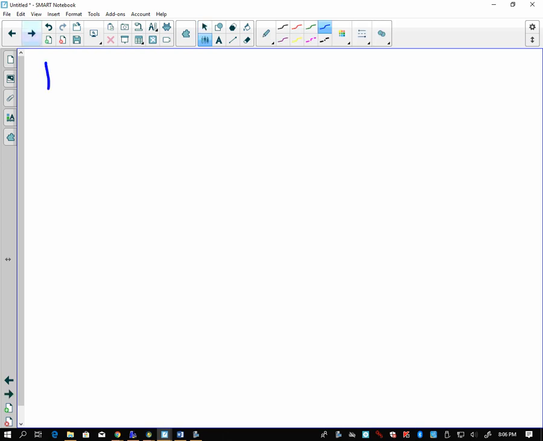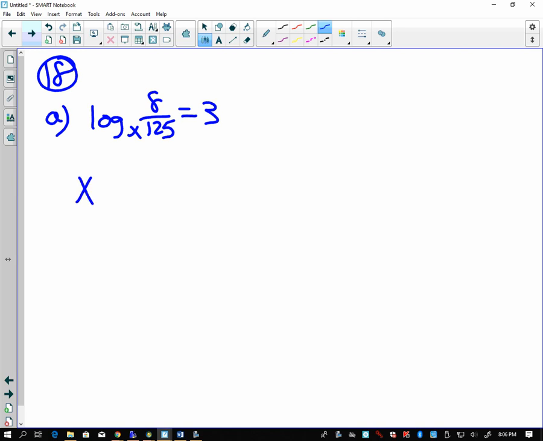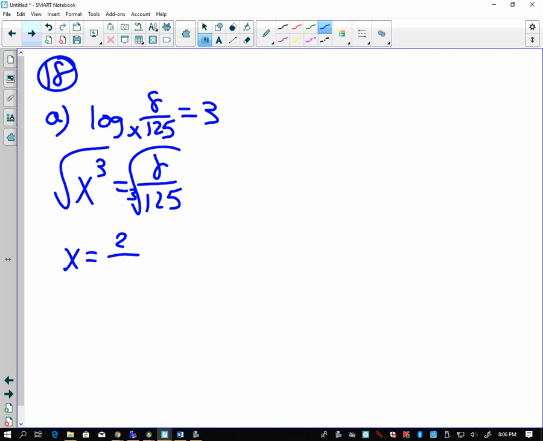18. We've got three log questions. So we have an A. A is log base x of 8/125 equals 3. So x comes up, 3 comes over here, 8/125 goes there. We're going to cube root both sides so that x equals the cube root of 8 over the cube root of 125. The cube root of 8 is 2. The cube root of 125 is 5. X equals 2/5. Not square root, cube root.